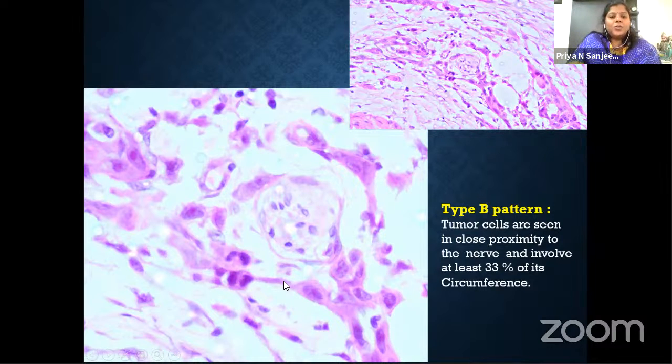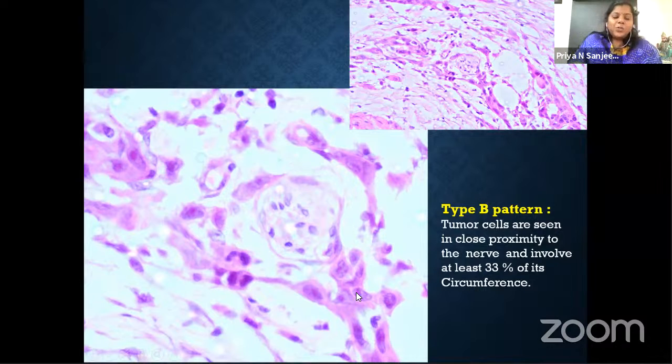And you can go through an article by Radhika ma'am and the other staff members where they have discussed perineural invasion with various patterns. There is a crescent shaped, onion skin appearance, partial, all that.